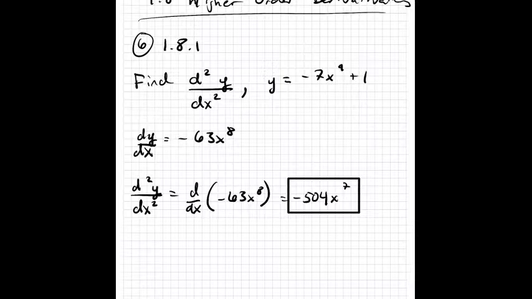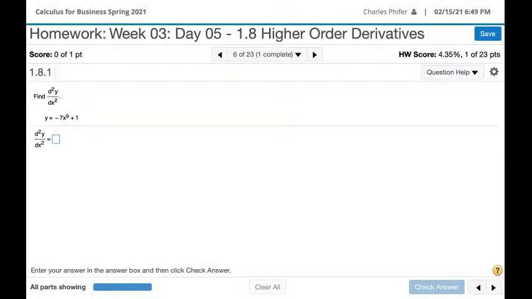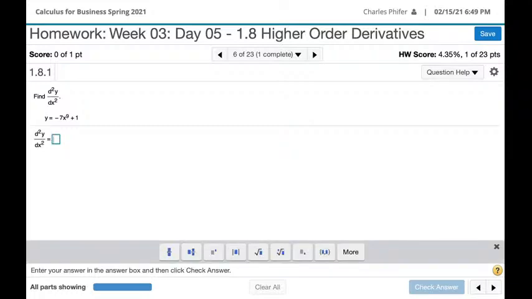Okay. Let's hop over to Pearson. Let's see, how do we do? We got -504x to the power 7.